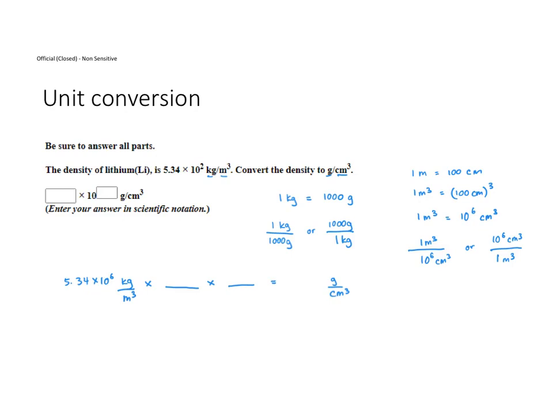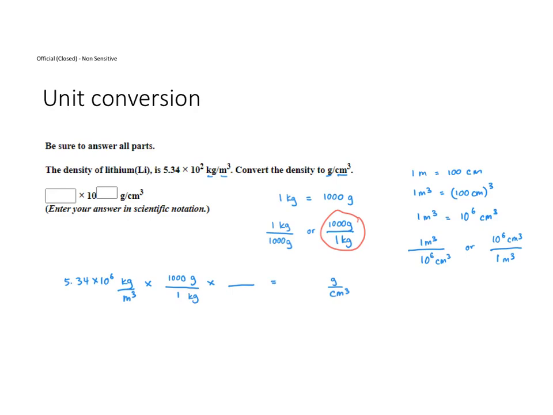From kilograms to grams, we want to cancel out kilograms. So we need to write kilograms below, and we want to get grams. So we need the conversion factor with grams on top. That corresponds to this conversion factor. So we will write 1000 grams over 1 kilogram.